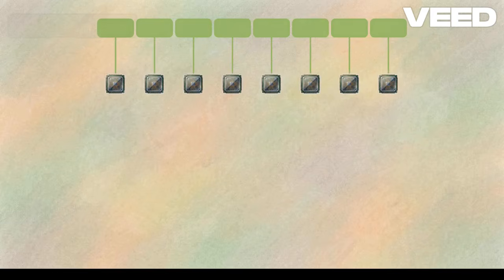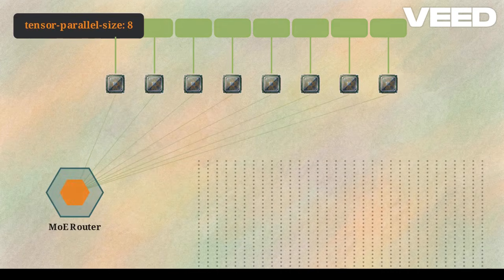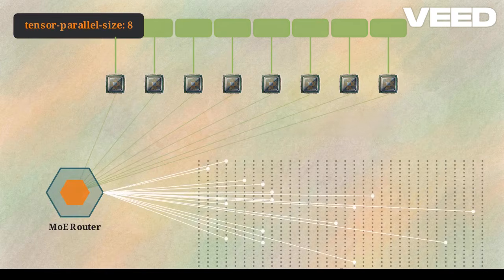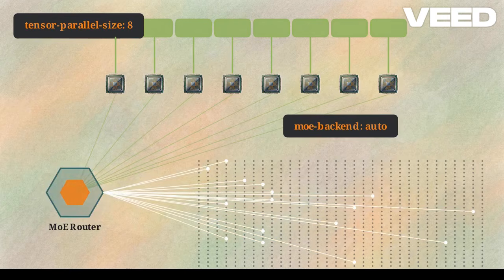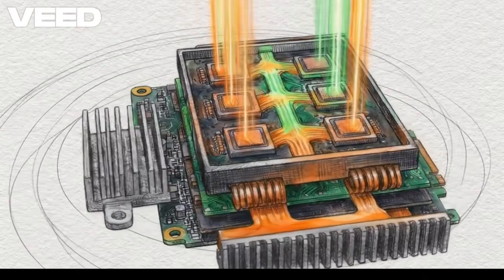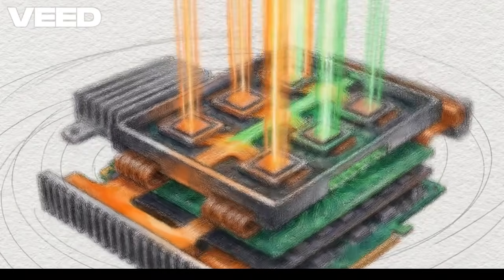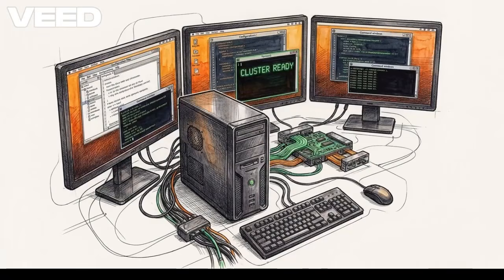Setting a tensor parallel size of 8 ensures the model layers are distributed across all 8 B300 GPUs within the instance. The MoE backend auto flag tells the serving engine to manage the routing between the 896 experts, activating only the required experts for each token. Performance is further tuned by enabling the latent MoE tail fusion environment variable, which optimizes the kernel execution for Kimi K3. These specific vLLM parameters are what allow the raw Blackwell compute to function as a coherent mixture of experts endpoint.